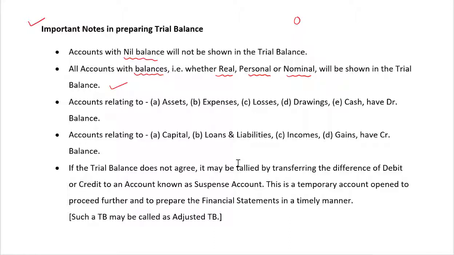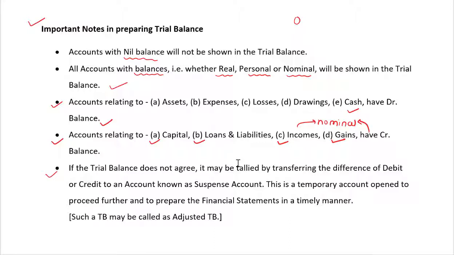Students, I believe you know the meaning of real account, personal account and nominal account. The third point is that accounts relating to assets, expenses, losses, drawings, cash have debit balances. We already know it. Accounts related to capital, loans and liabilities, incomes, gains have credit balances. Yes, incomes and gains are nominal accounts. Liabilities we know and capital we understand.